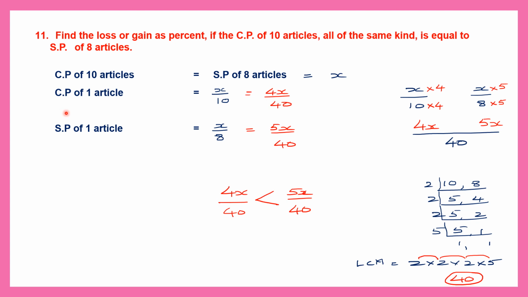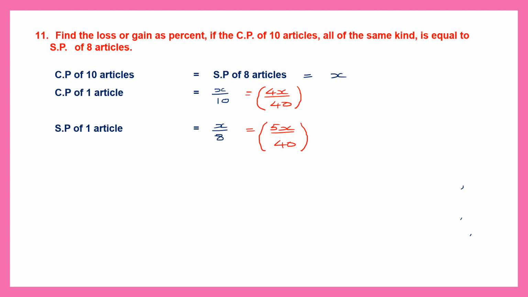So let's continue to find the profit percent or the gain percent. The first thing we need to do is find out how much the profit is. Profit will be selling price minus cost price. Selling price we found out to be x by 8, or 5x by 40, minus cost price, which is 4x by 40. Here the denominators are the same, so 5x minus 4x is x by 40. So we have found the gain.